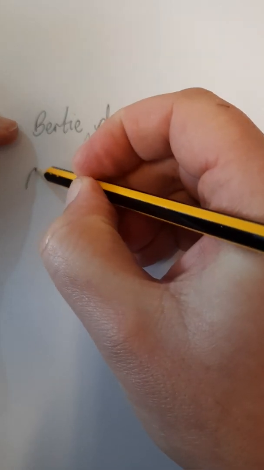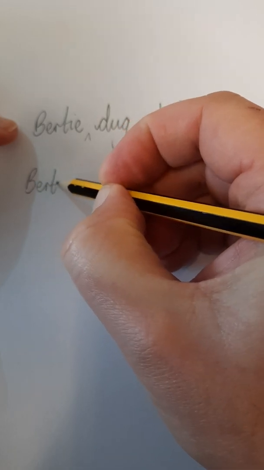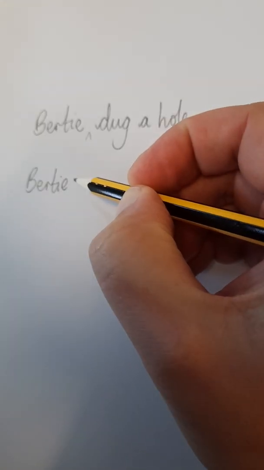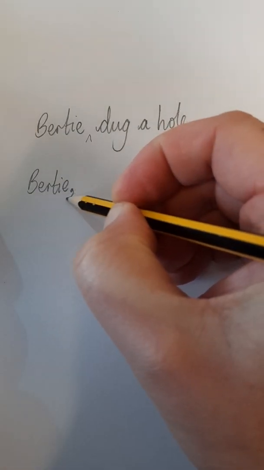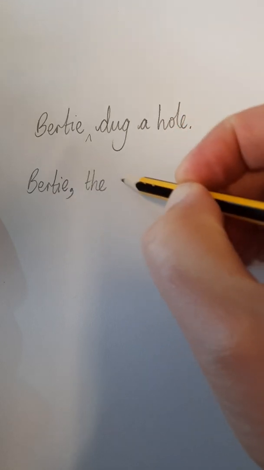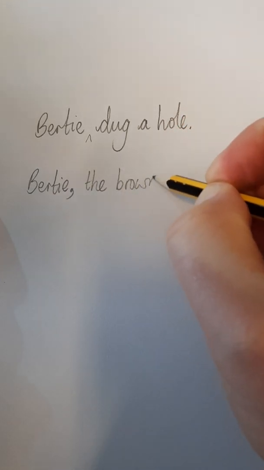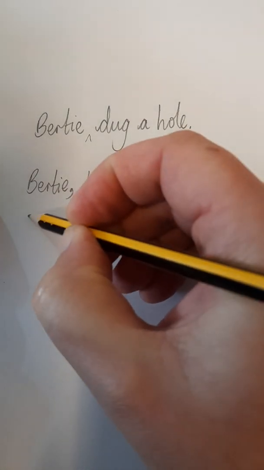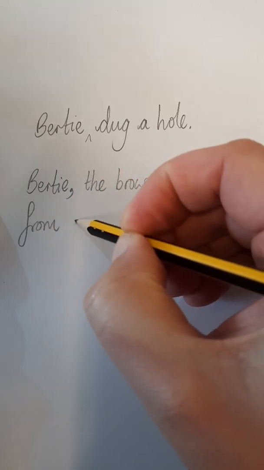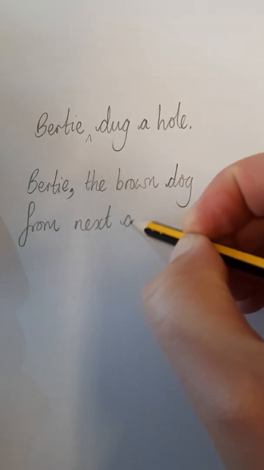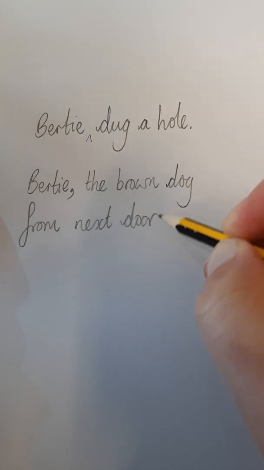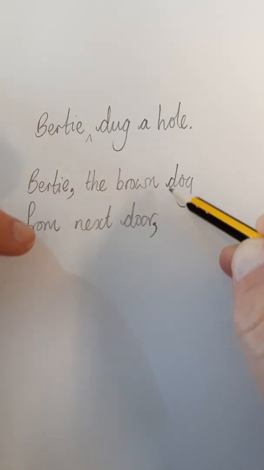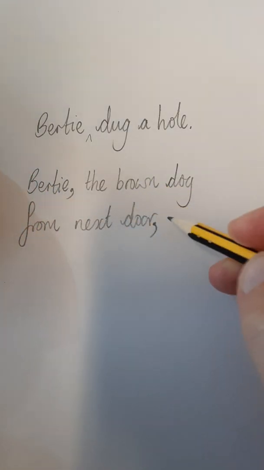So we have Bertie. So let's assume that Bertie is a dog. We want to drop in extra information, so it becomes Bertie, the brown dog from next door, because I want everyone to know where the dog came from. Bertie, the brown dog from next door, comma. So the commas are splitting up this extra information from the original sentence.